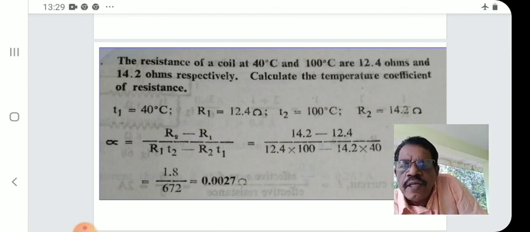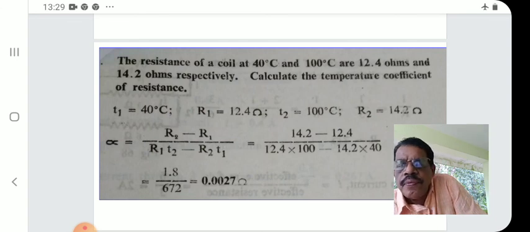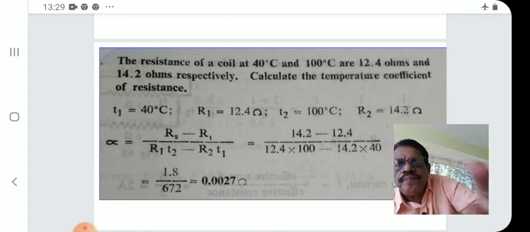Some ohm is put there, that is not right. The unit is 0.0027 per degree Celsius.